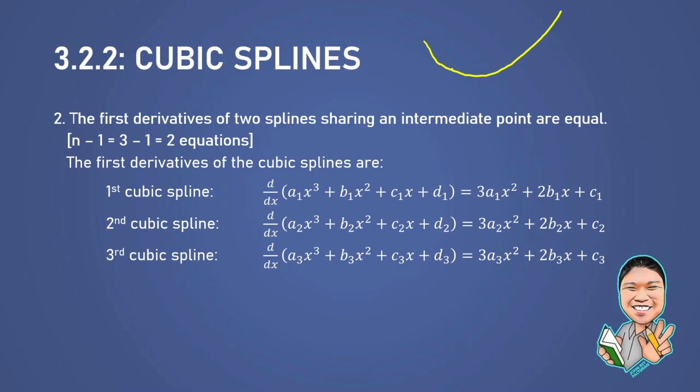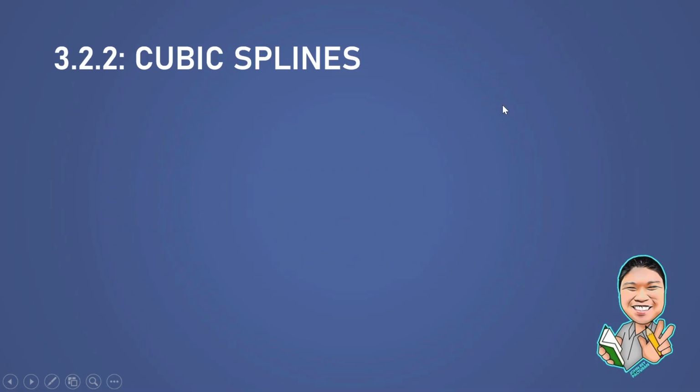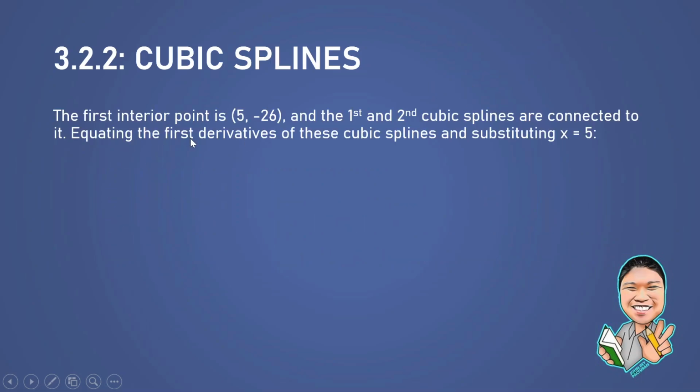So, if we are going back to the graph, diba, ito yung 5, negative 26, and ito yung 8, negative 14. Tama ba yung given ko? Check ko lang siya. Yes, tama. So, therefore, for the first intermediate point, ito yung f1(x) natin, ito yung f2(x) natin, and ito yung f3(x). So, yung unang equation is i-consider natin yung unang intermediate point. So, i-equate natin yung first derivative ni first spline saka ni second spline. So, ito siya ngayon.